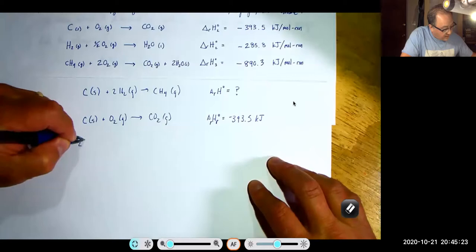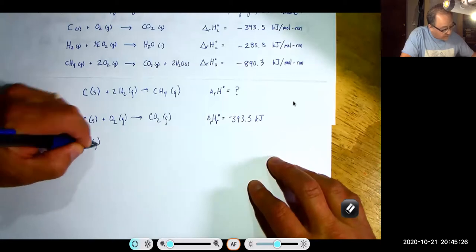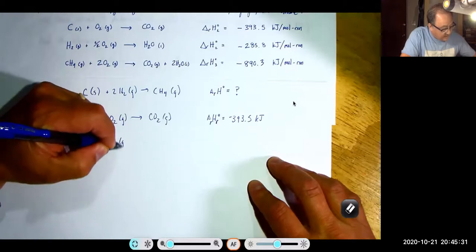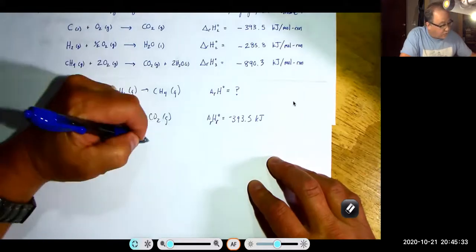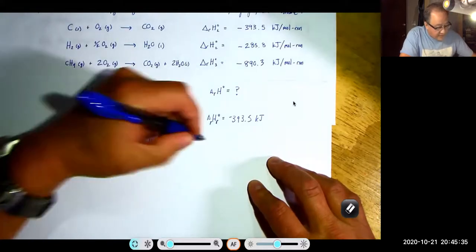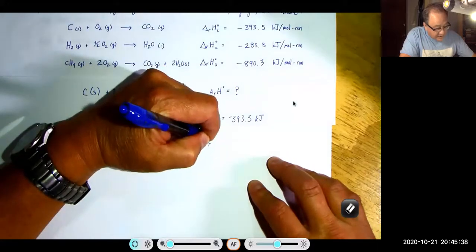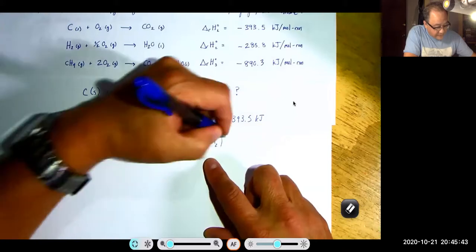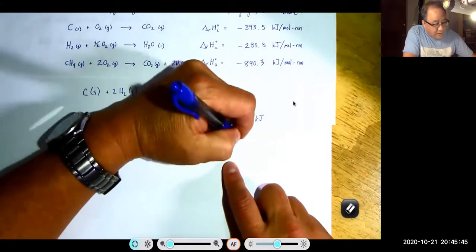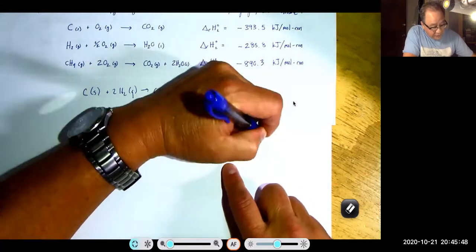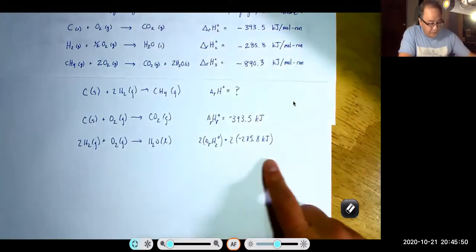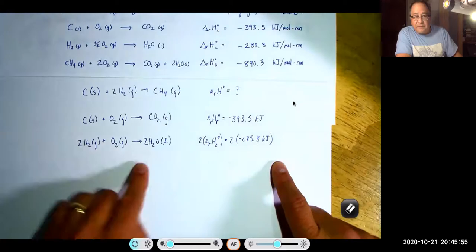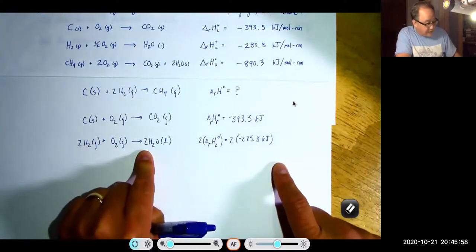So 2 H2 gas plus O2 times 1/2 is 1, gives you H2O liquid. And the change in enthalpy of this reaction is going to be 2 times negative 285.8 kilojoules. Okay, so since I doubled the reaction and I forgot my 2 here, who let me forget the 2? Someone was supposed to tell me.